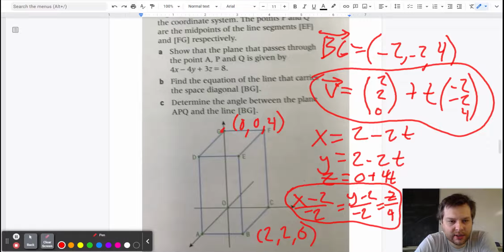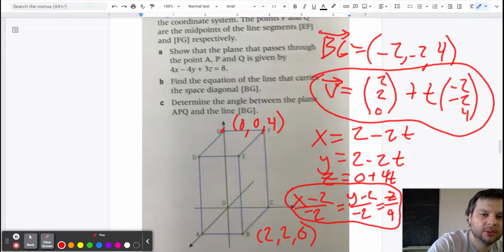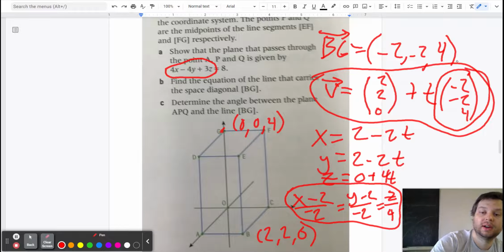Okay, letter C here. Determine the angle between the plane APQ and the line BG. So whenever you're doing angle between two things, you're thinking of the dot product, you're thinking of cosine theta. So we're going to do the dot product. So we're going to take our normal vector from the plane. It's right there, (4, negative 4, 3). And we're going to take our direction vector. It's right there. And we're going to dot product those.